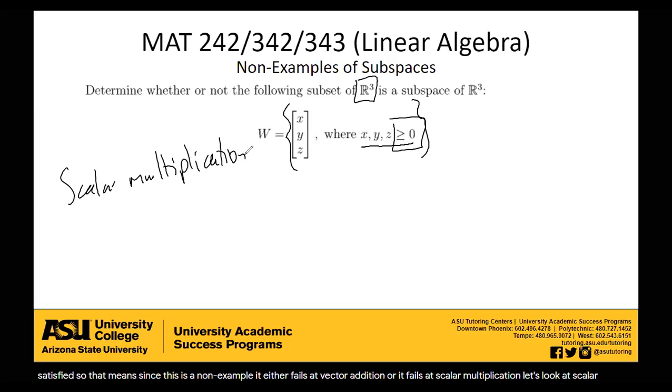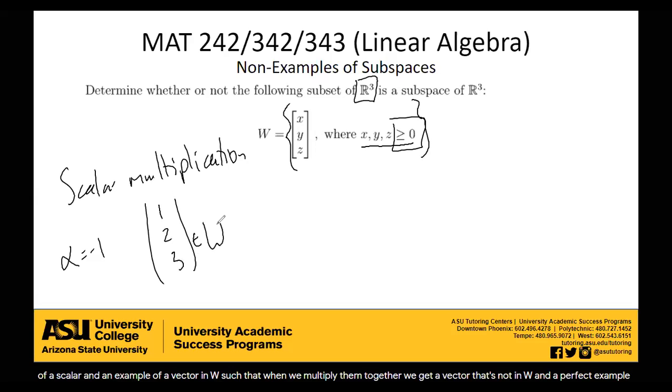So again, if we're trying to show that this is a non-example, all we have to do is find a counterexample. We have to find an example of a scalar and an example of a vector in W, such that when we multiply them together, we get a vector that's not in W. And a perfect example of that is let alpha equal -1, let that be my scalar, and consider the vector (1, 2, 3) in W. First of all, (1, 2, 3) is in W, right? Because all three components are non-negative. They're all greater than or equal to 0. So this is in fact in W.